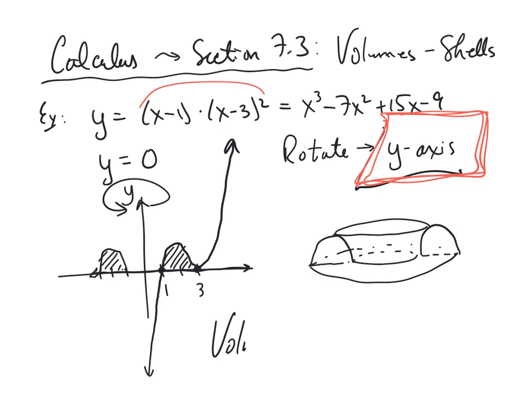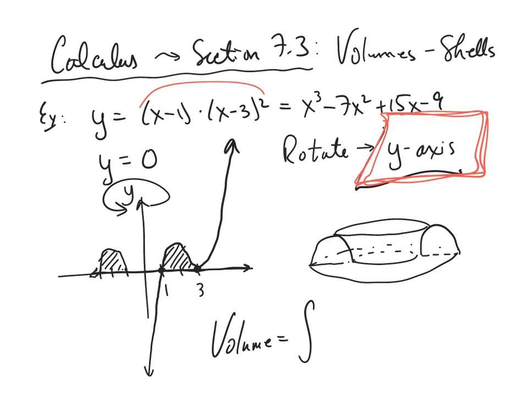Because we're rotating around the y-axis, to calculate the volume, everything's got to be in terms of x. It always has to be the other variable when we use shells. Okay, and so our formula is going to be the length, width, and height of every one of the layers of paper towels around this weird bundt cake.